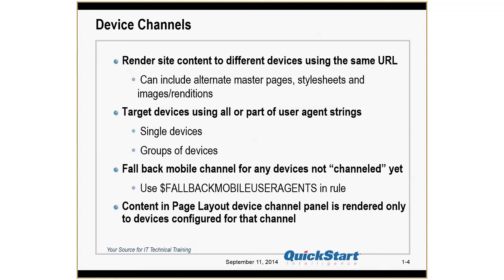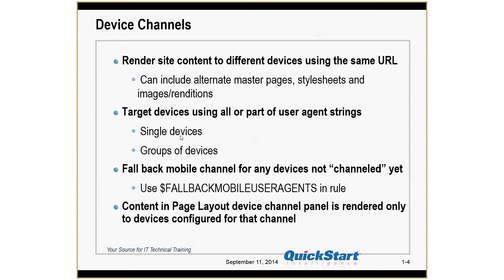And you can be as specific or as generic as you want with the user agent string. You can go down to the very specific device, or a user agent string that contains a phrase in it. You can have single devices, so you can create a channel for a single device or for a group of devices. You can also have a fallback mobile channel for any device that's a mobile device. It's part of the user agent string, but you have not explicitly included in any other of your device channels.